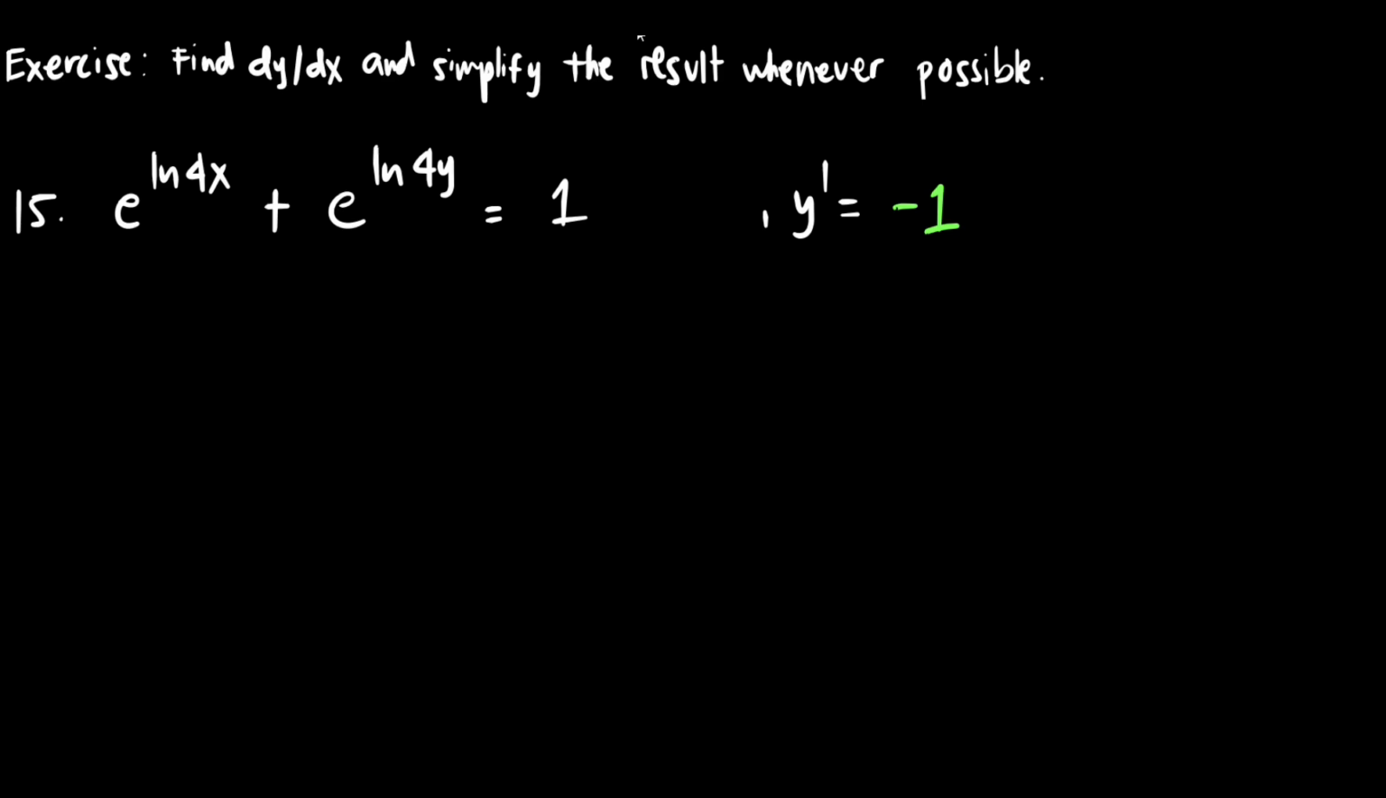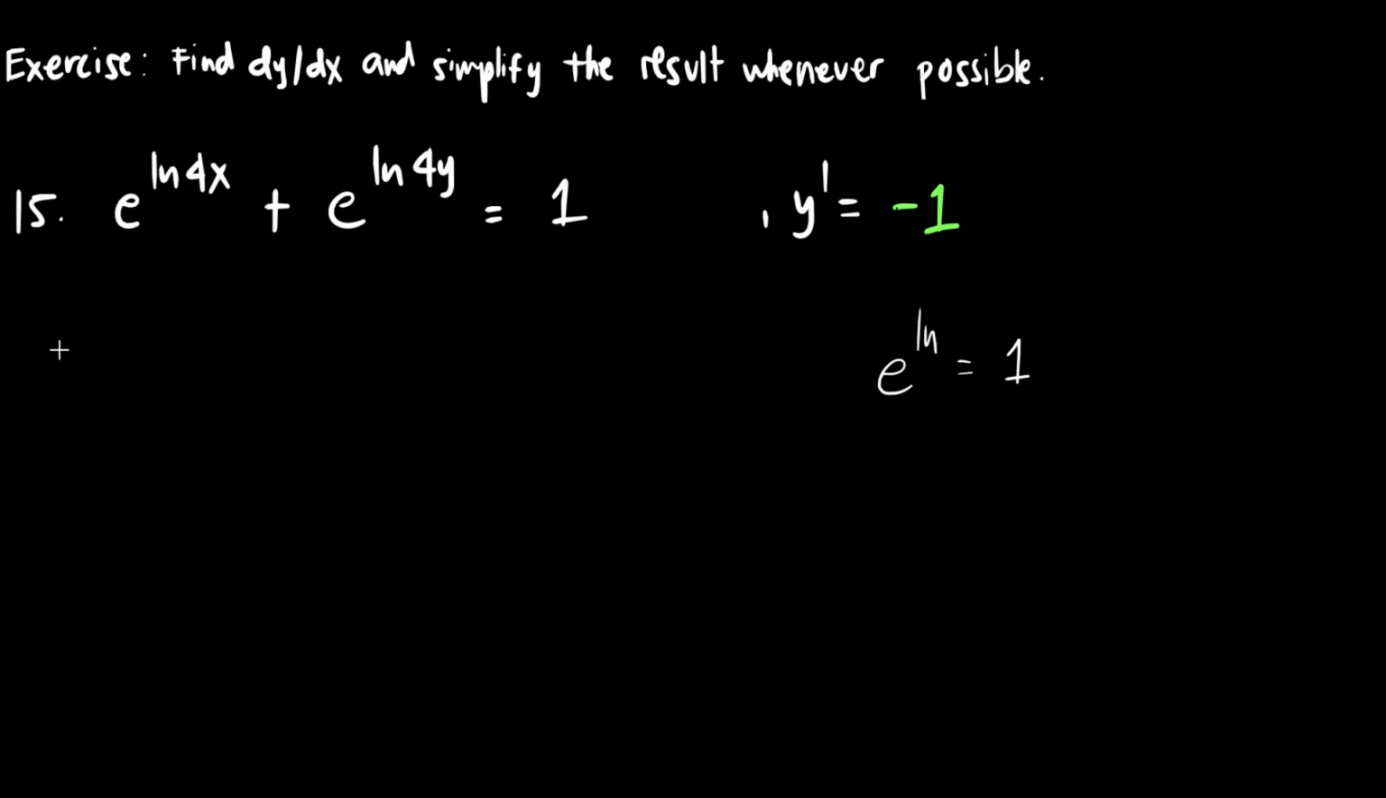So we'll solve for number 15. Find dy over dx and simplify the result whenever possible. For 15, e raised to the power of ln of 4x plus e raised to the power of ln of 4y is equal to 1. Take note that this identity, e raised to the power of ln, is just equal to 1.